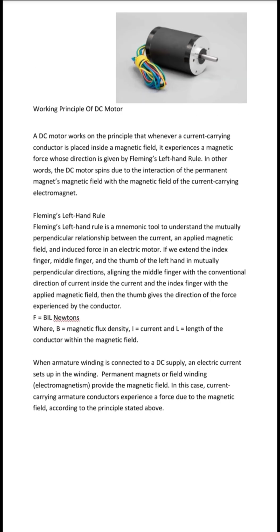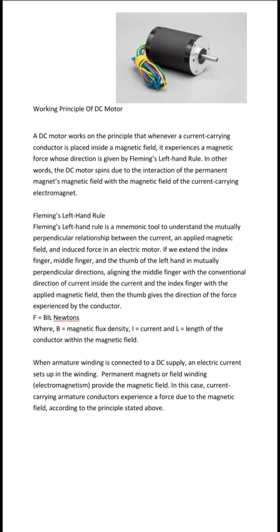Working principle of DC motor. A DC motor works on the principle that whenever a current carrying conductor is placed inside a magnetic field, it experiences a magnetic force whose direction is given by Fleming's left-hand rule. In other words, the DC motor spins due to the interaction of the permanent magnetic field with the magnetic field of the current carrying electromagnet.